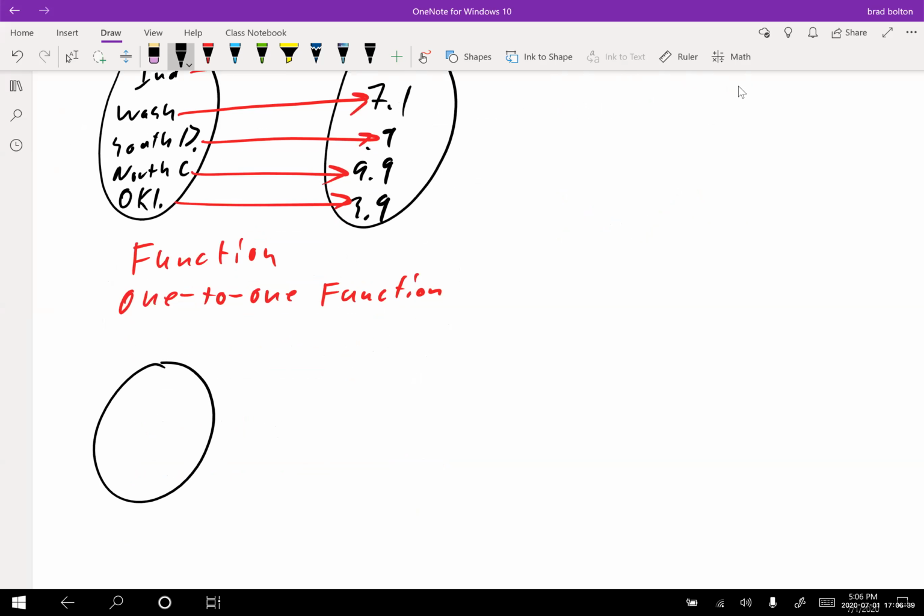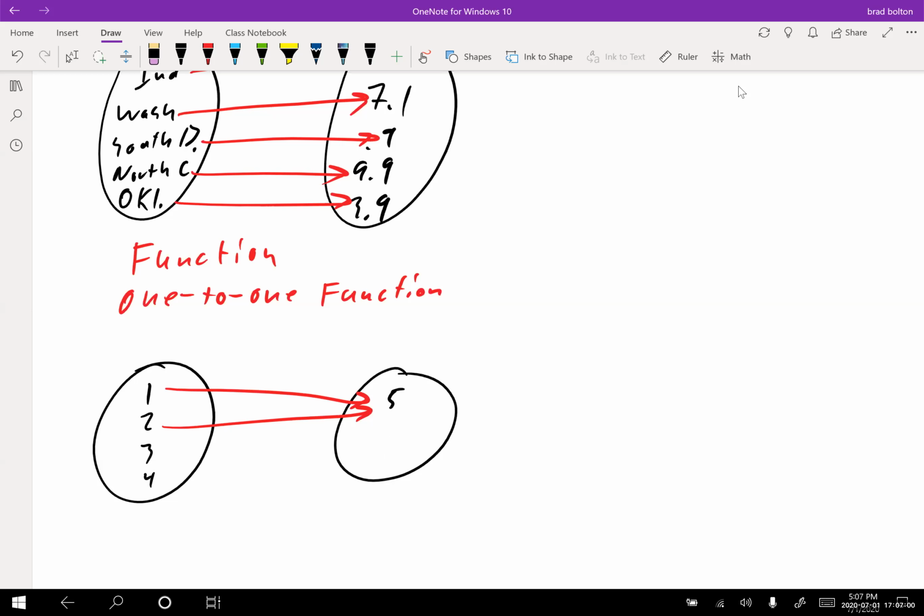So here's something that is still a function. Let's say we have 1, 2, 3, 4, and then 5, 6, 7, 8. Let's say that 1 and 2 go to 5, and 3 and 4 go to 6. So this is still a function, right? Because when you plug 3 in, you get 6. You don't get 6 or 5, you get 6. When you plug 4 in, you get 6. So it's still a function, which is great.